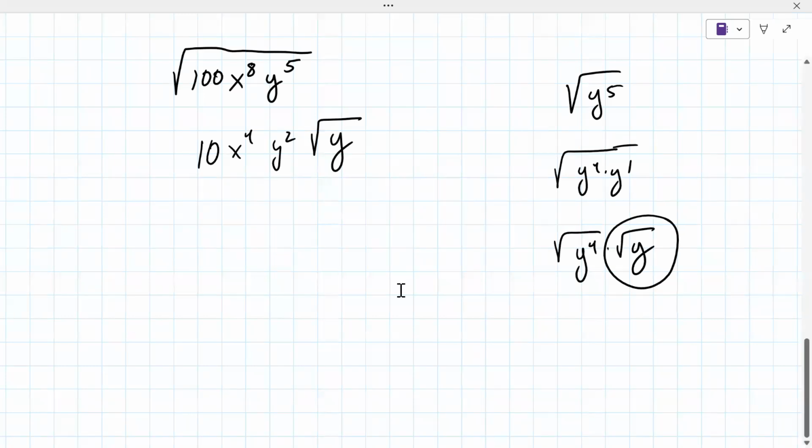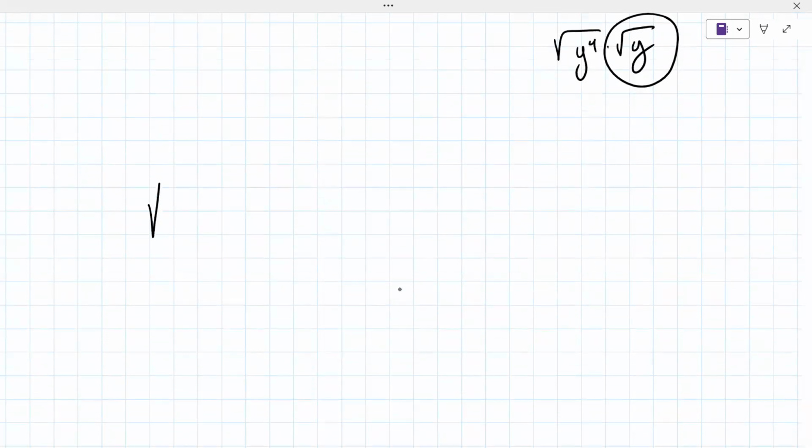All right. I'll leave you one more here to try. Let's go square root of 9 x to the 10th, y to the 8th, z to the power of 3. So it's slightly more difficult, but it's the same style of problem. You still have to break them apart like you've been doing.